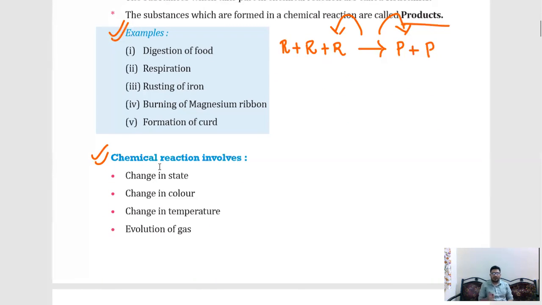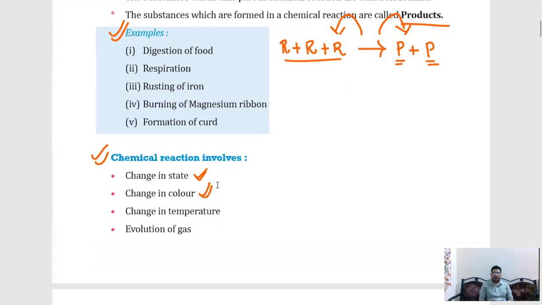You see, guys, when you have to say a chemical reaction is taking place, there should be a change in state. The products you are getting should have a state different from the reactants. Not always, but in most cases.